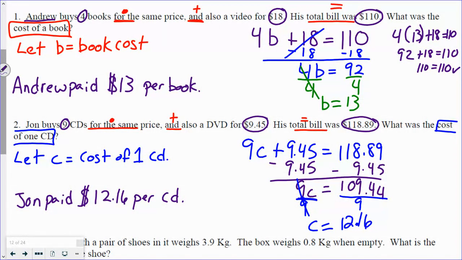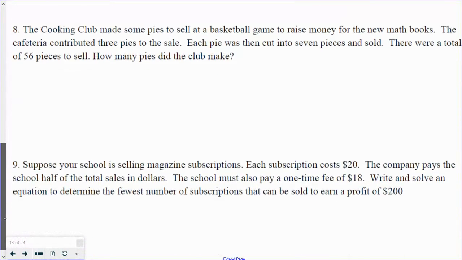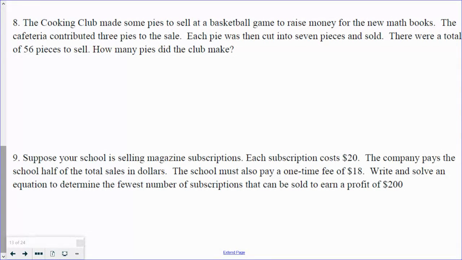The remaining of these are your homework, but let's jump down to 8. I'm going to help you set up 8, but I'm not going to do it for you. The cooking club makes some pies to sell at a basketball game to raise money for new math books. The cafeteria contributed 3 pies. Each pie was then cut into 7 pieces and sold. There was a total of 56 pieces to sell. How many pies did the club make?